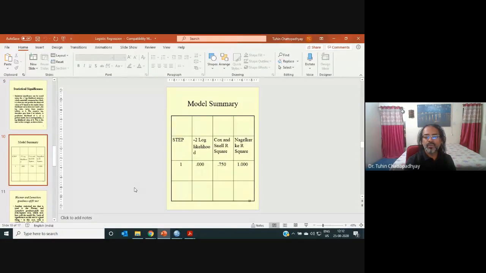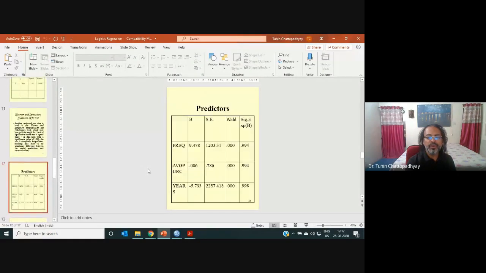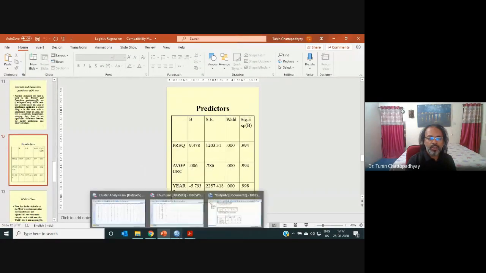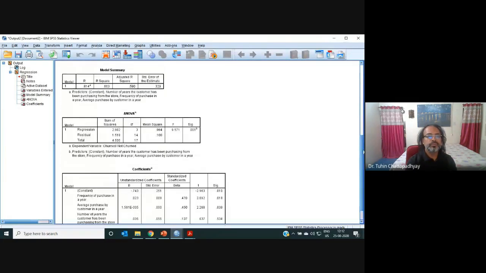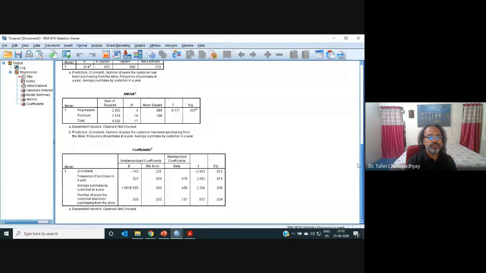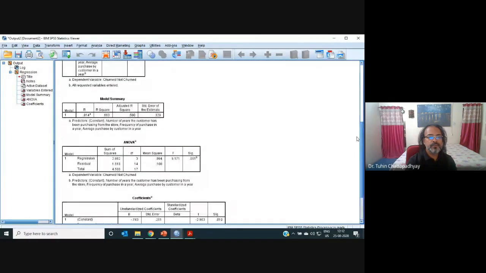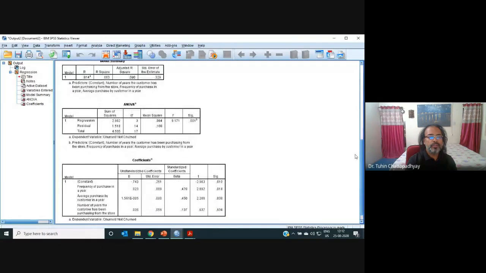This is exactly the output. You have got a -2 log likelihood of 0.000. So that's a good thing. Let me show it to you here also. I've got an adjusted R-square of 59%.